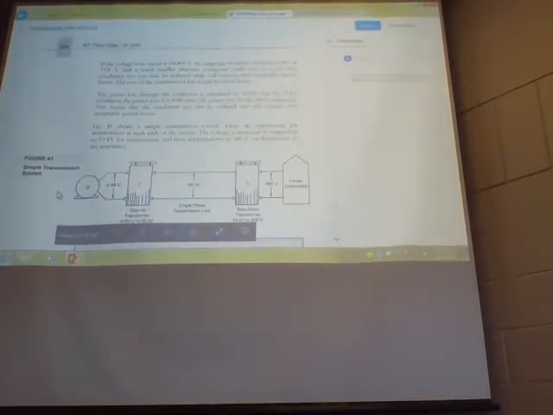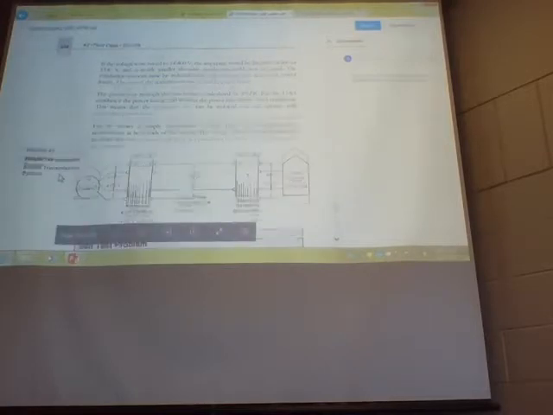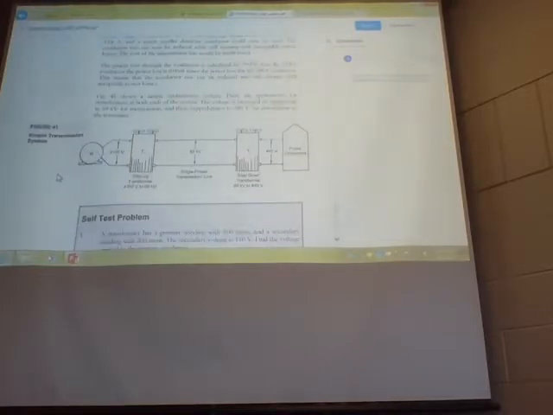So here it shows a simple transmission system. There are applications for transformers at both ends of the system. The voltage is increased or stepped up to 69 kV for transmission, and then stepped down to 480 volts for distribution. So you're generating it at 460 or 4160, transforming it up to 69 kV, and then when you get as far as you need to get to your end user, you can transform it back down from 69,000 volts to 480 volts.